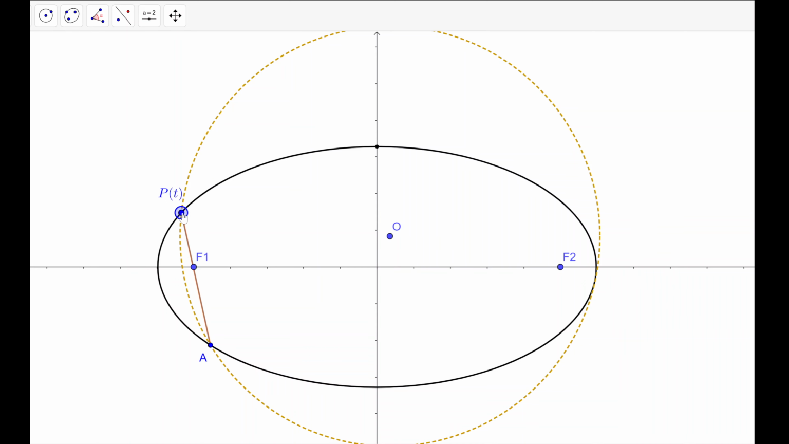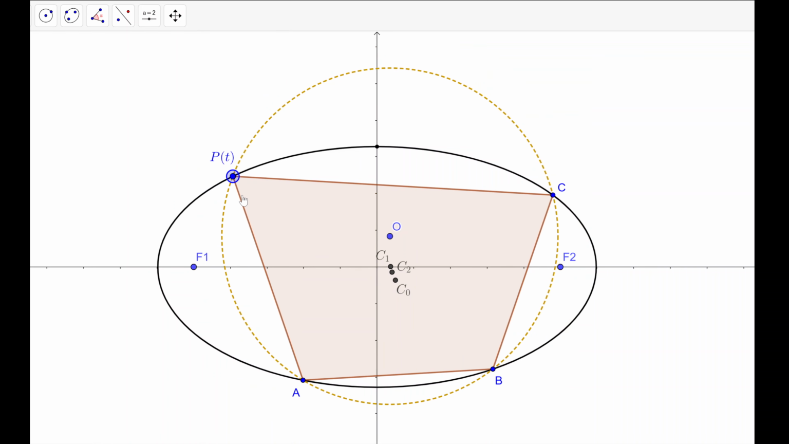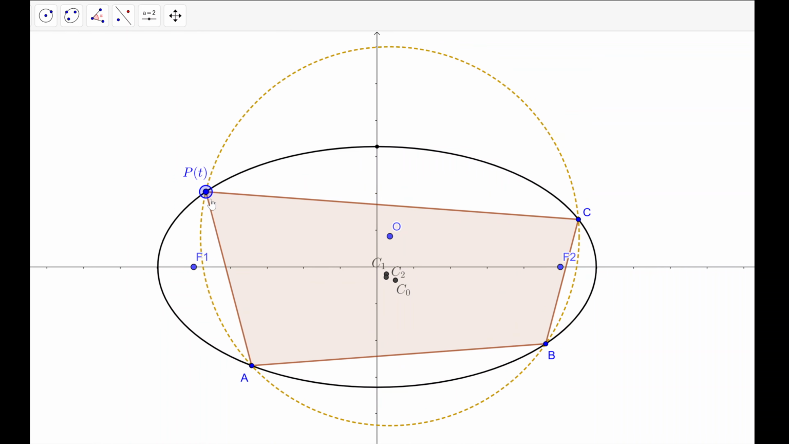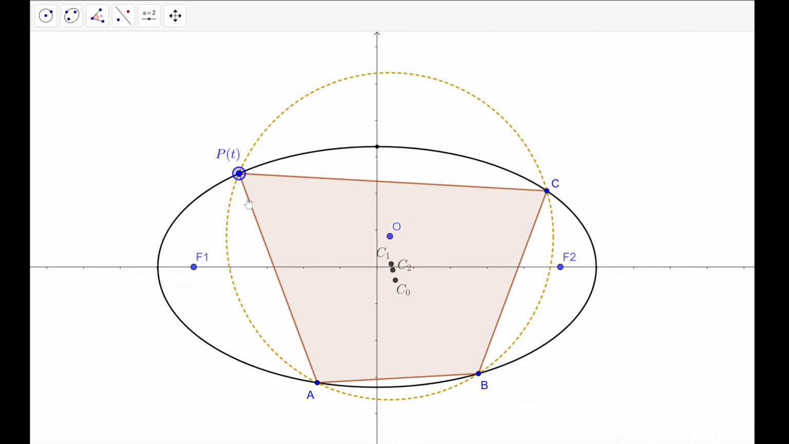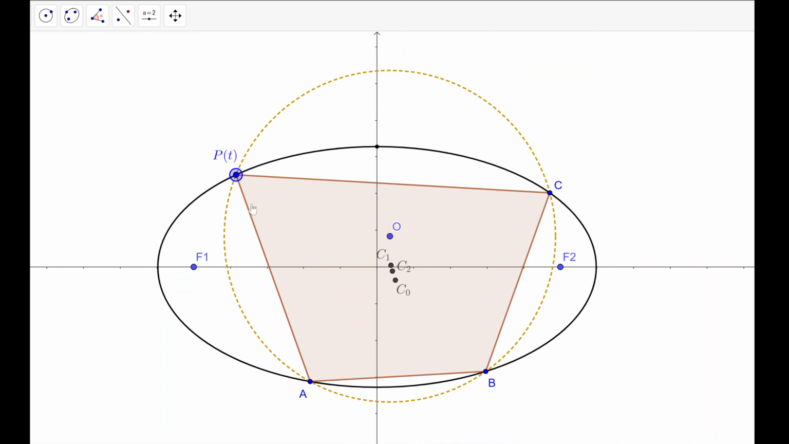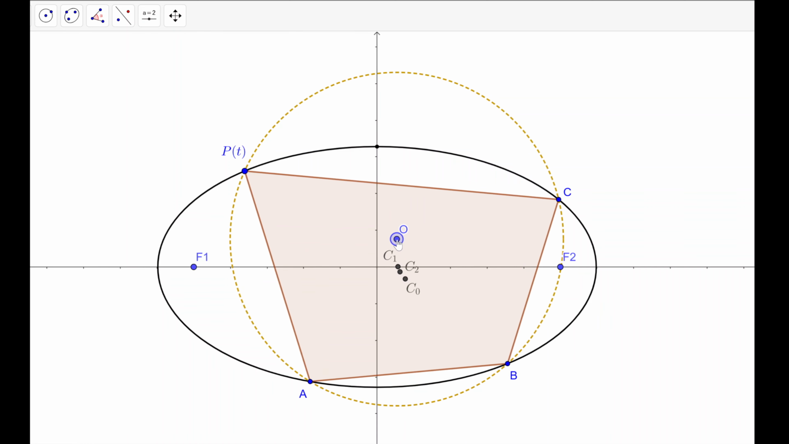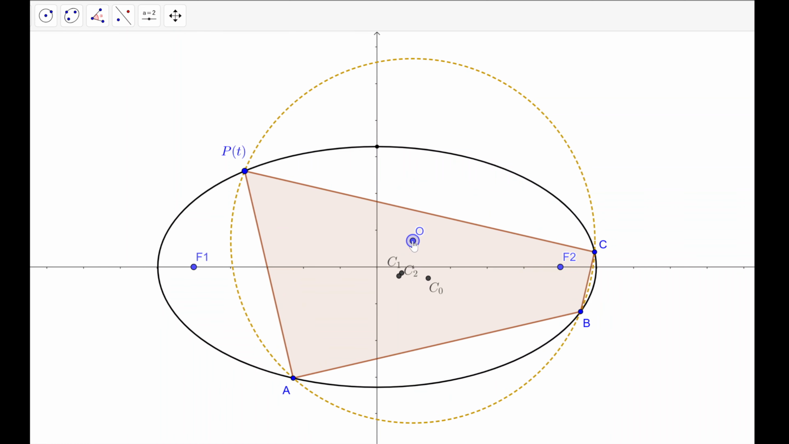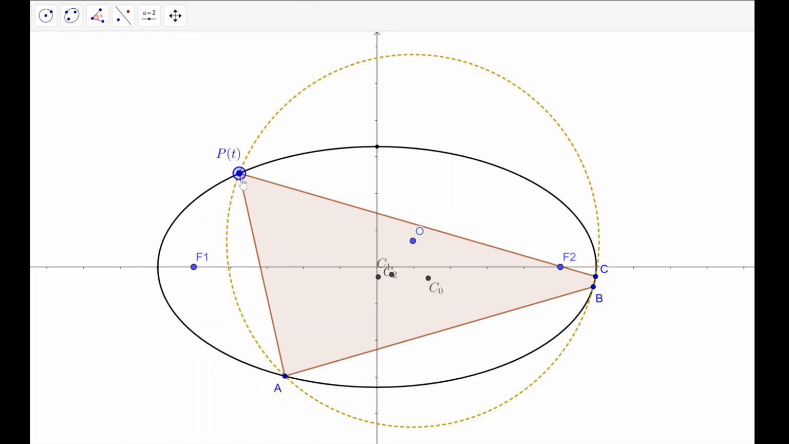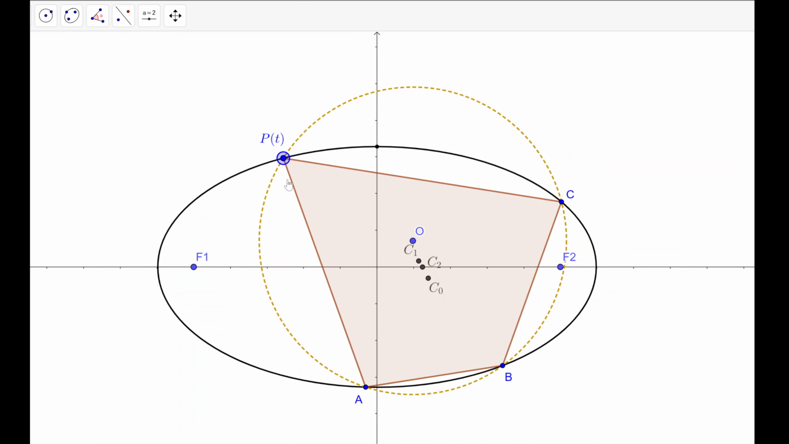Now the question is, their average, C sub 0, is it going to remain stationary? I believe it will. We would have to work out the algebra here. But you can see that C1, the perimeter centroid, and C2 do not remain stationary. Now if I move O around, I will place C0 elsewhere, but regardless of the position of O, C0 stays stationary.